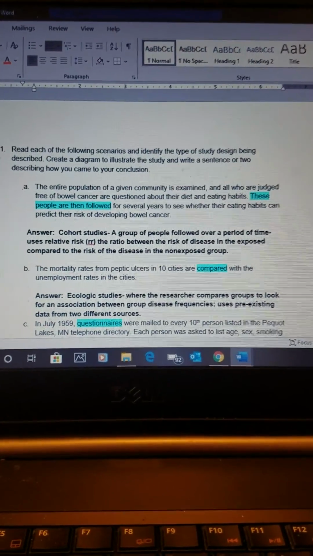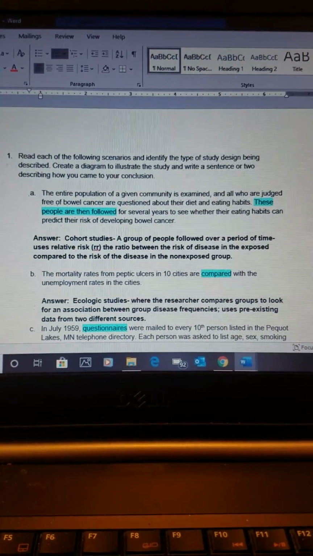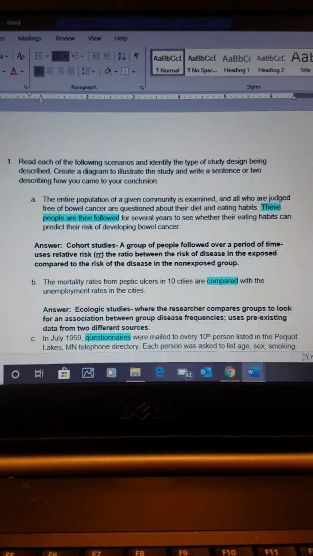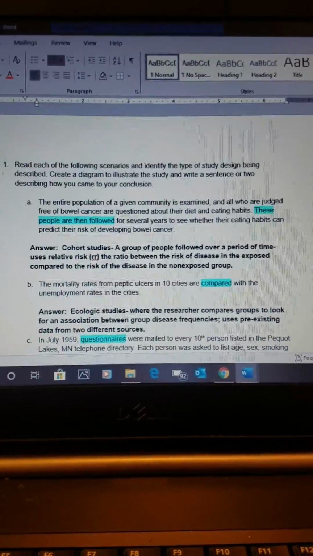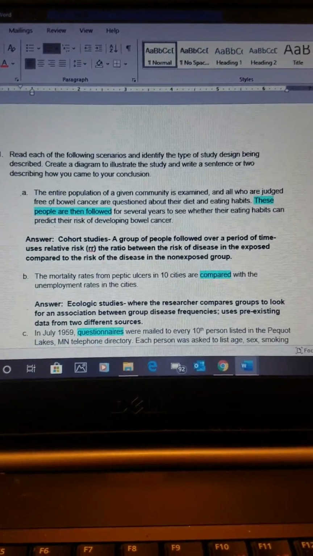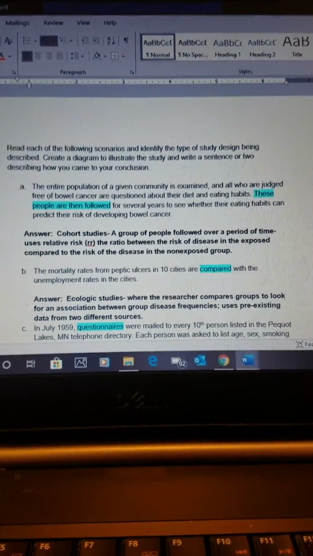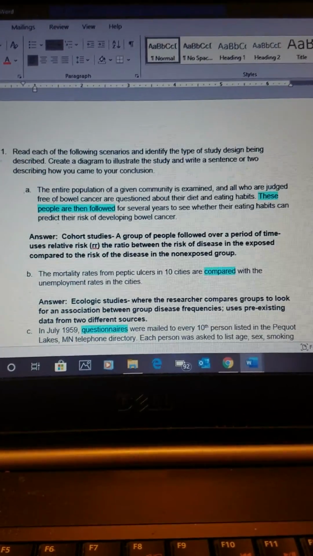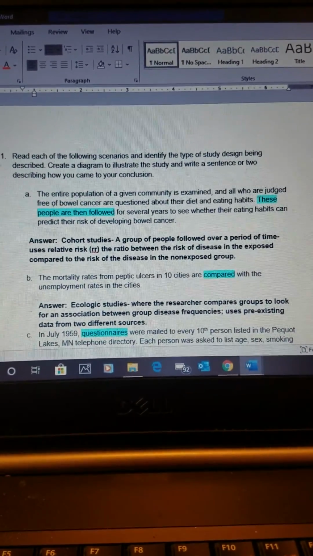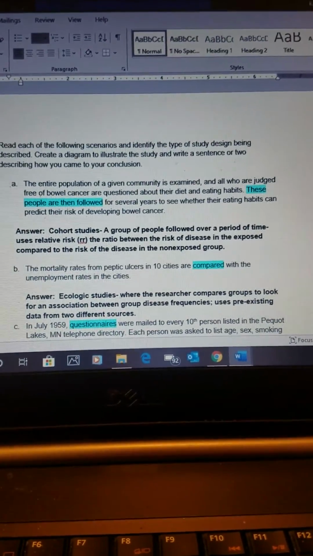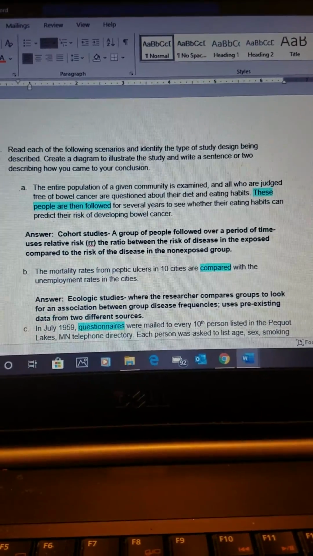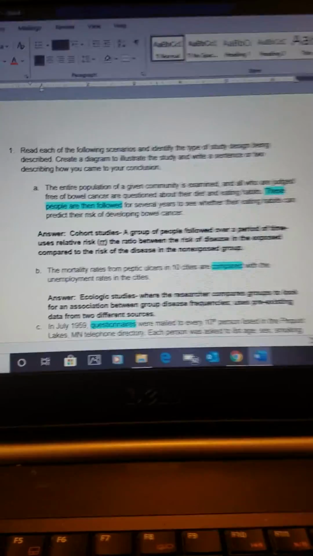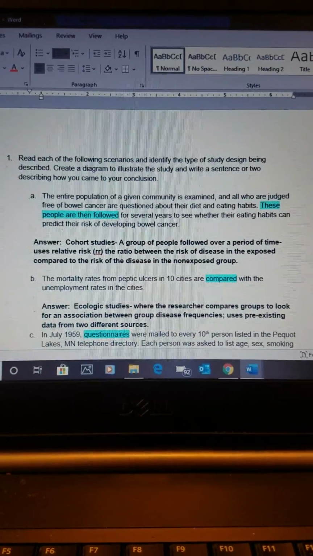And again, for the following questions on this, feel free to chime in and give your feedback. It would be greatly appreciated. For B, it says the mortality rates from peptic ulcers in 10 cities are compared with the unemployment rates in the city. So there, I highlighted compared, and I was thinking ecologic studies, where the researcher compares groups to look for an association between group disease frequencies.